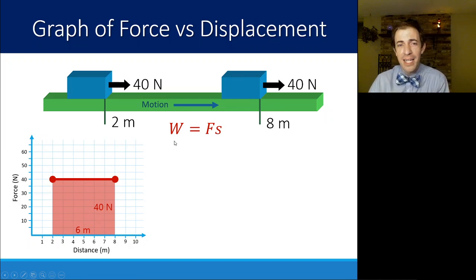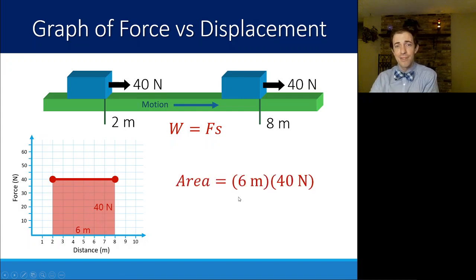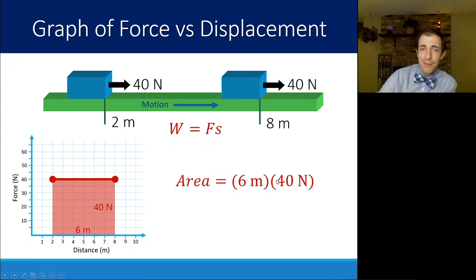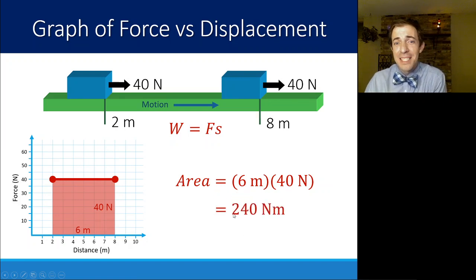If you remember, our calculation for work is force times displacement times the cosine of the angle if the force is at a different angle to the motion than 0 degrees. But in this case, it's in the same direction, so we're just going to say force times displacement. Our force is 40 newtons, our displacement is 6 meters. That is basically calculating the area of this graph. So the area here, 6 meters times 40 newtons, or vice versa, will get us 240 newton meters.